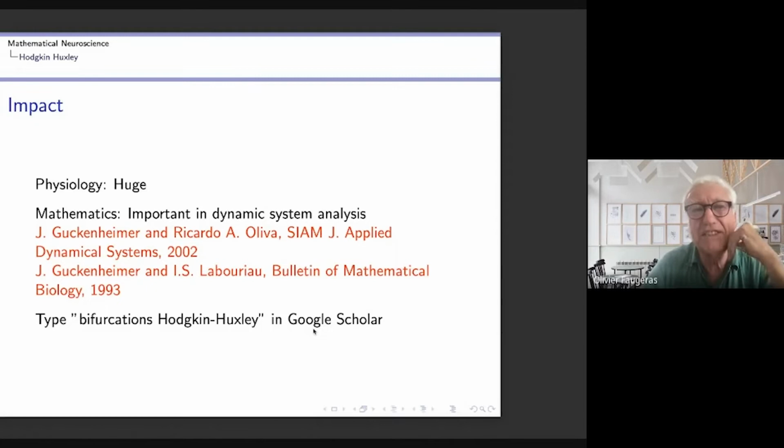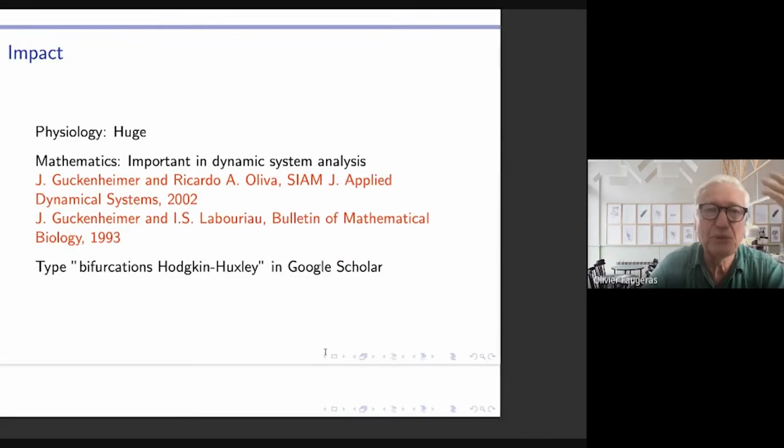So what is the impact of the work on Hodgkin-Huxley? In physiology, it's clearly huge. It has changed the face of neuroscience in the physiology labs. In mathematics, I would say it's important in dynamical system analysis and bifurcation theory. I have these two fine papers by Guckenheimer and collaborators. In this one, I think they prove existence of chaos in the solutions. In this paper, they do a fairly complete analysis of up to codimension two bifurcations of the Hodgkin-Huxley equations. And if you type bifurcations Hodgkin-Huxley in Google Scholar, you get thousands of responses. So it's also important in math.